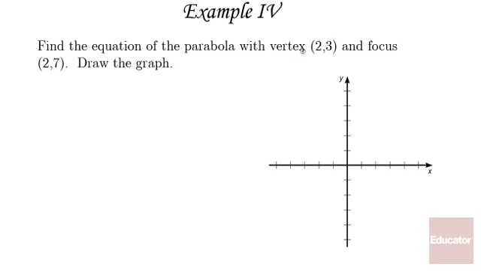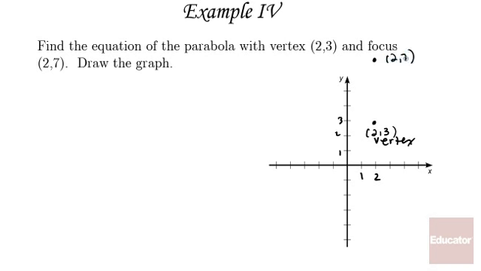Well, I'm given that the vertex is at (2, 3). So I know that the vertex is right here. That's the vertex. This time I'm also given the focus. So the focus is at (2, 7), which is going to be up here somewhere, 5, 6, 7, about here. So vertex (2, 3), focus (2, 7).